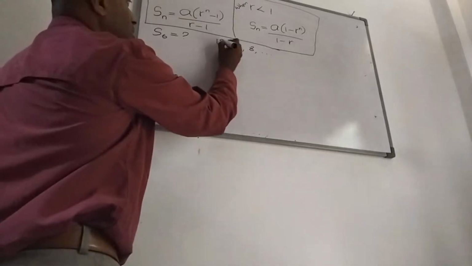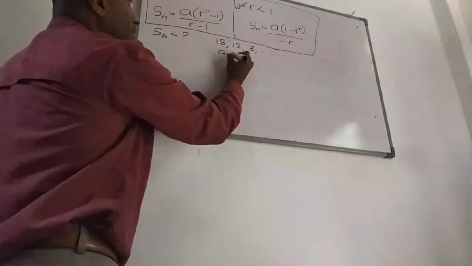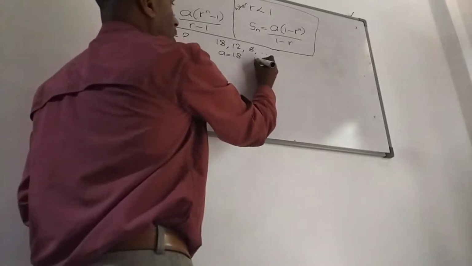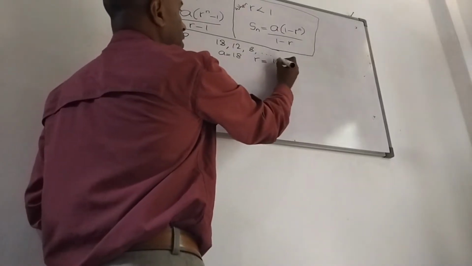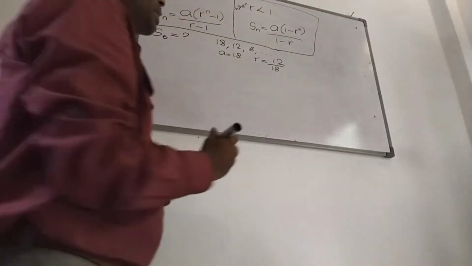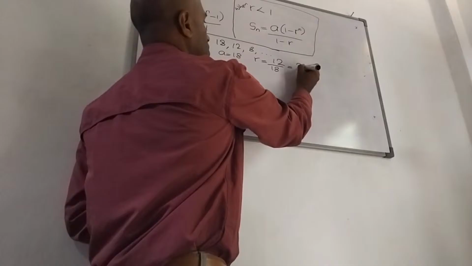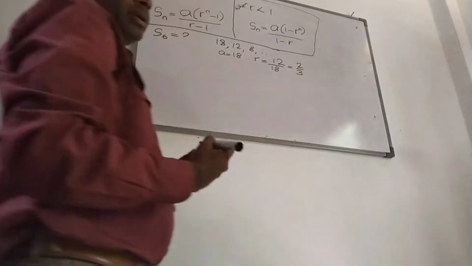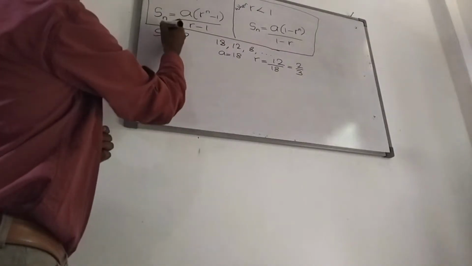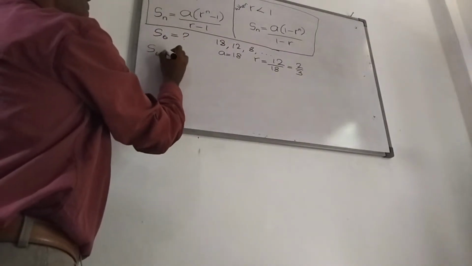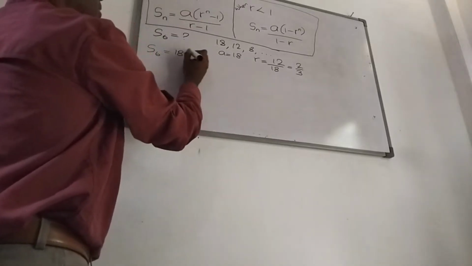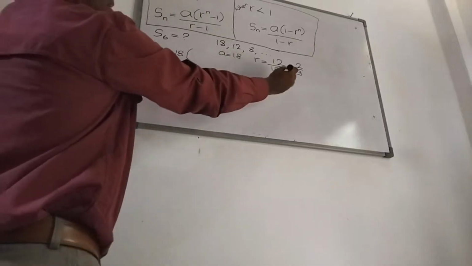If you observe this geometric progression, the first term is 18. Common ratio r equals 12 divided by 18, which simplifies to 2/3. Now you can use the Sn formula. S6 equals a, which is 18, brackets r, and r is 2/3.